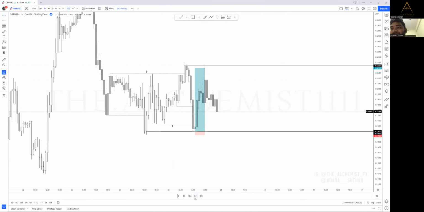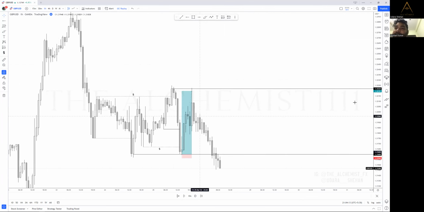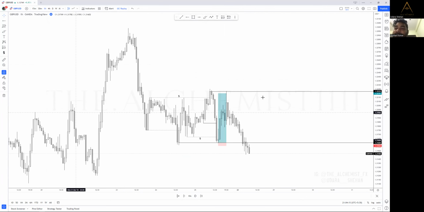Look at the reaction. Can you see the precision? Still on the higher time frames. So you don't have to go to the lower time frames. Just completely forget the lower time frames if you want to increase your win rate.